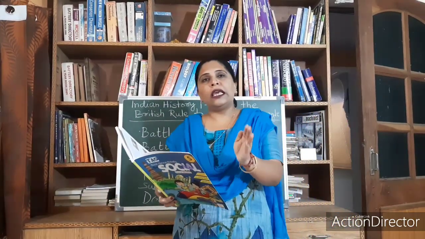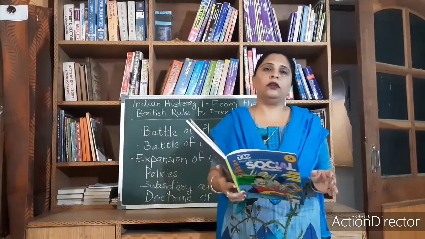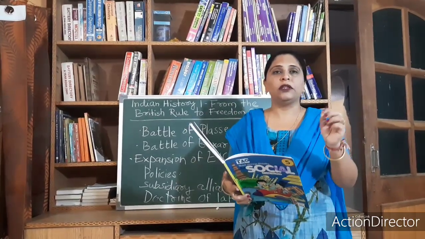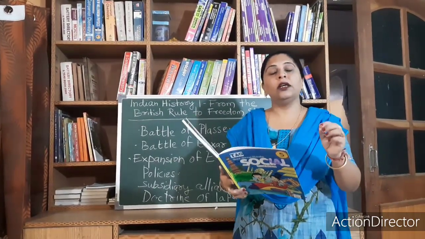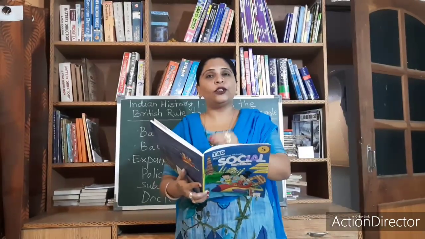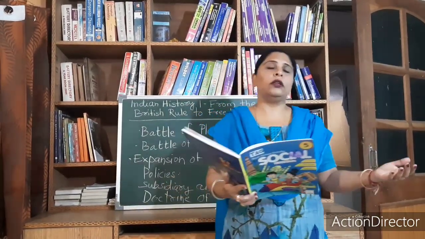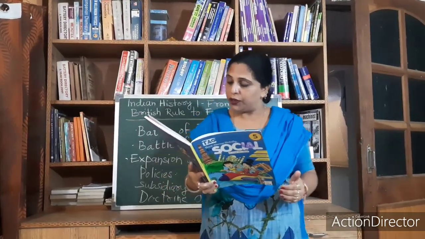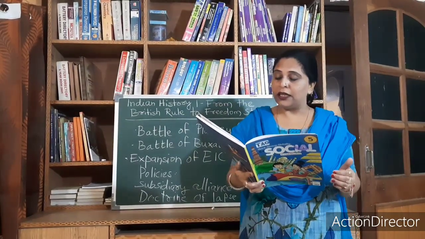Suppose a king does not have a son, he has two daughters but no son. So after the king, the kingdom shall pass to the British. As per the doctrine of lapse, any king or queen who died without an appropriate natural heir, not an adopted son, not a nephew or niece, not a brother's child or sister's child, only a natural heir, the kingdom will go directly into the hands of the British. This way, the British annexed Satara, Jhansi and Nagpur.